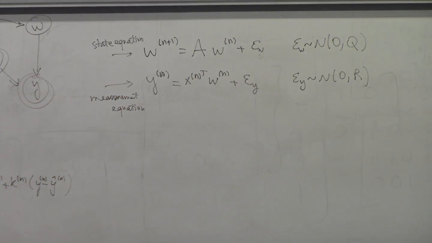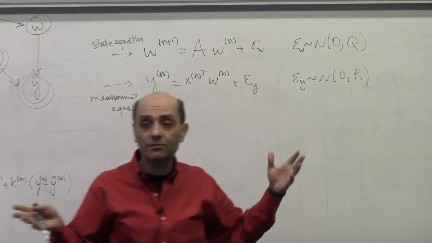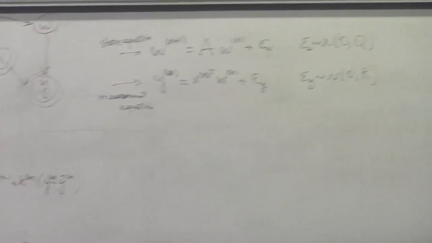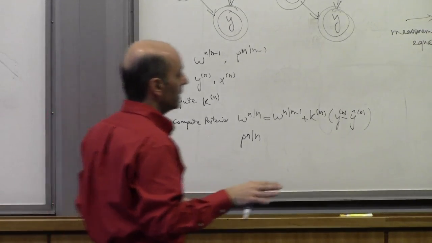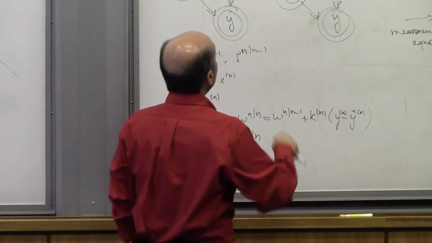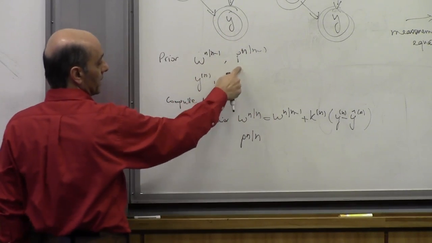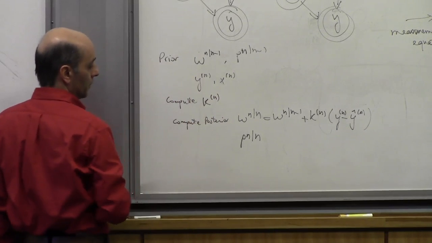And in the experiments that we've been talking about so far, A was identity, and epsilon W had variance 0. But it doesn't have to have variance 0, it could have variance Q. So this doesn't change any of the math that we've been describing so far. What it does is the following. So far, what I've done is that I have a prior, mean and variance, I have a measurement, I compute K, and I compute a posterior.